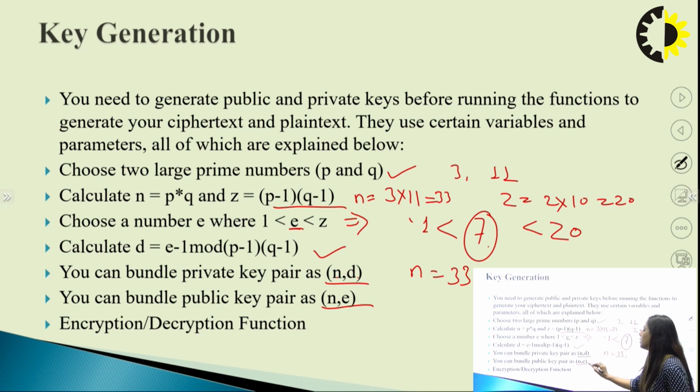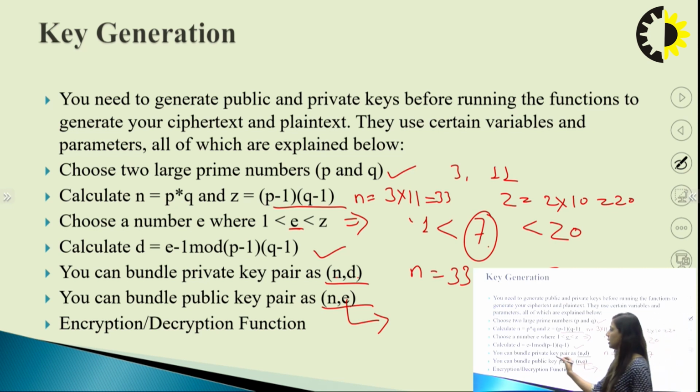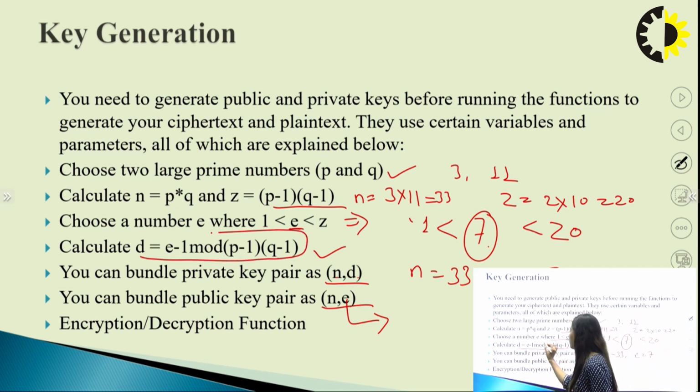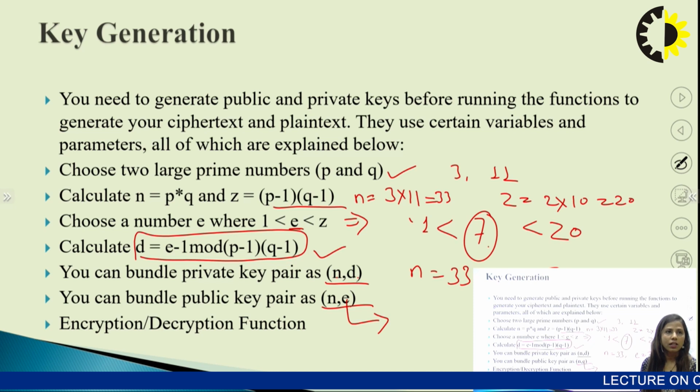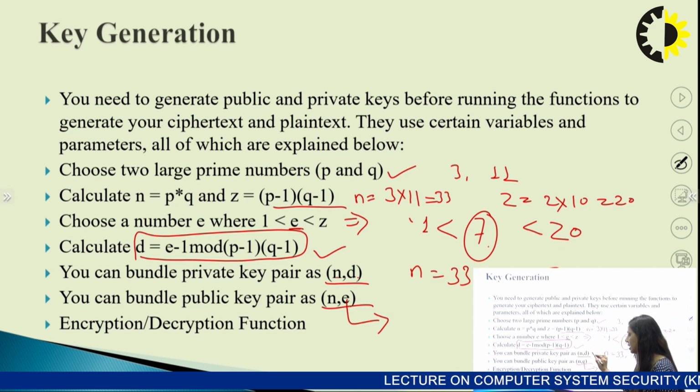Now we have already supposed the value of e. What was that? It should be greater than 1 and less than z. We have supposed that our value will be 7. Now, what do we have to calculate? We have to calculate d is equal to e inverse mod (p minus 1)(q minus 1). This is how we can calculate our d. So, we have generated our public key and private key using these terms.